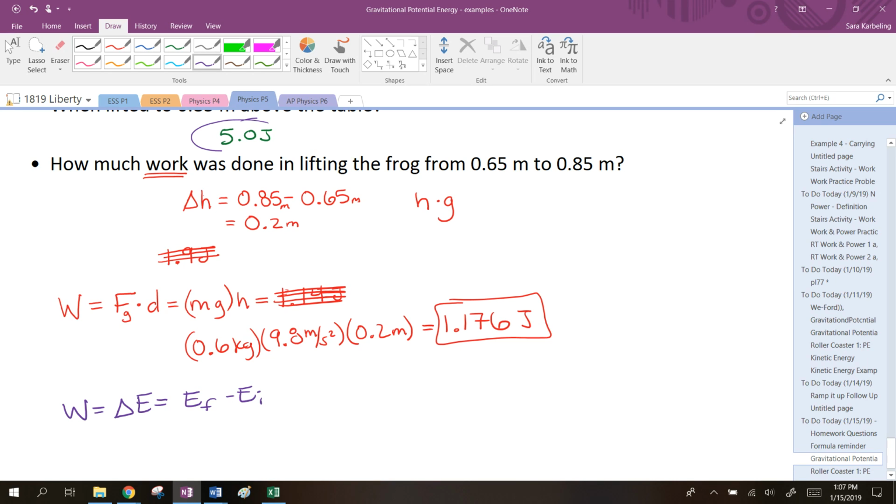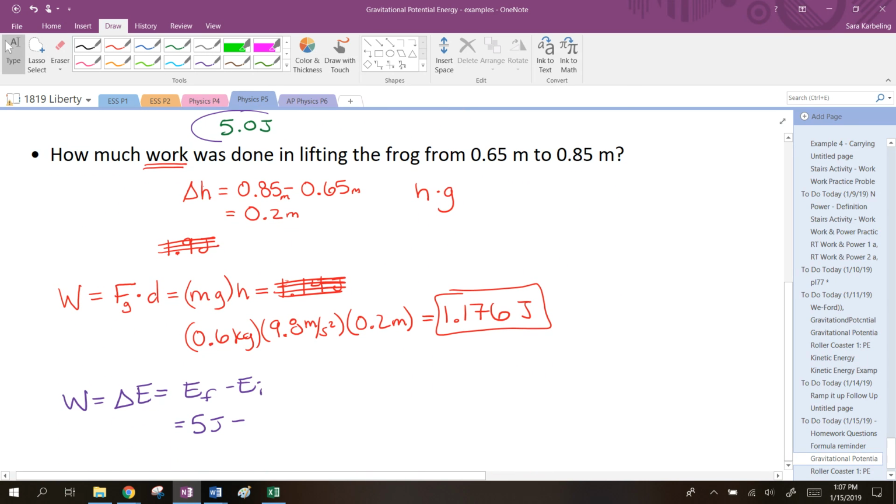It says to find the work, right? And this is a definition of work. Work is change in energy. And then the final was 5, is that right? And the initial was 3.8. So I got 1.2, which is really close to 1.176. Yeah, if you use the exact decimals, you get 1.176. So instead of rounding the 5.0, yeah, okay. Okay.